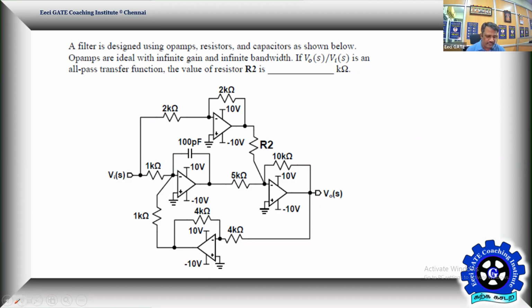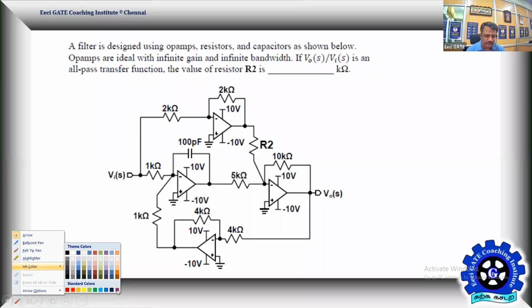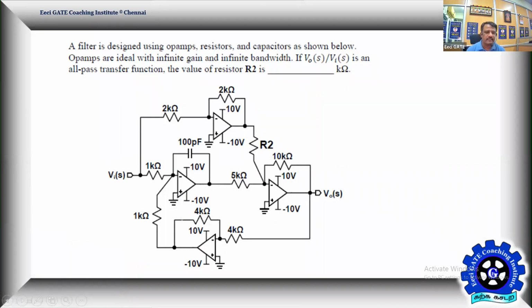So it is given as a filter. A filter is designed by using 4 ideal op amps. Yes, he used the word ideal. A filter is designed using op amps, resistors, and capacitors as shown below. Op amps are ideal with infinite gain and infinite bandwidth. That means ideal in all aspects you can take.